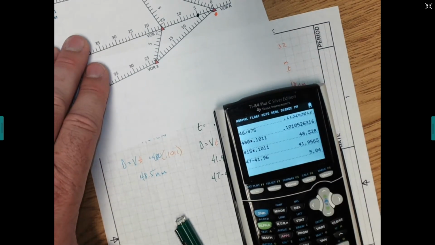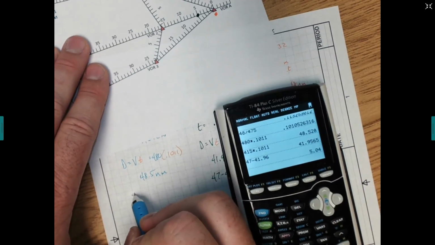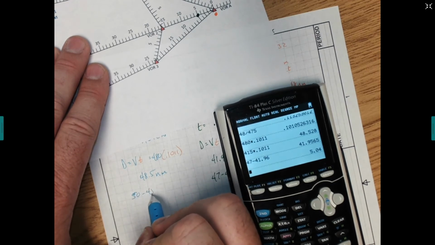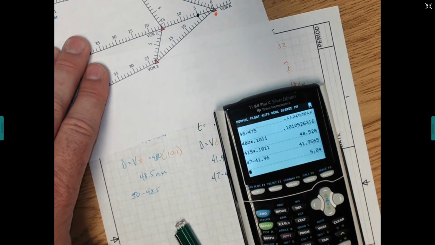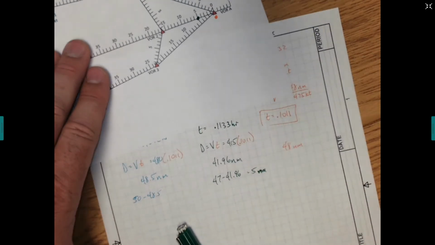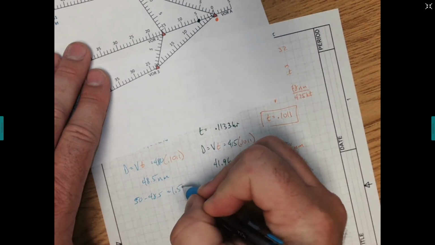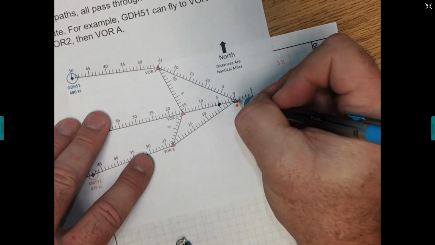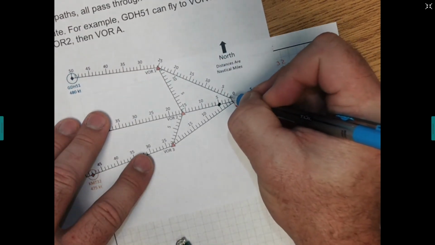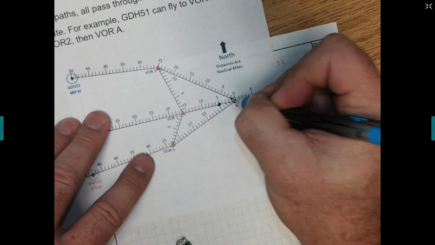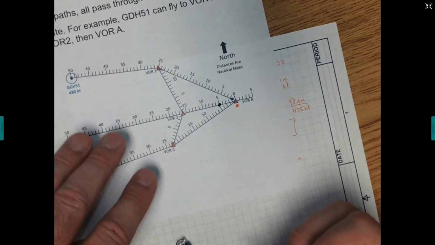He started at 50. And he's gone the 48.5. And so we're going to do this, 50 minus the 48.5. We're going to see that he's 1.5 miles out. So he is just right about here. Okay, so he's very close to the other.